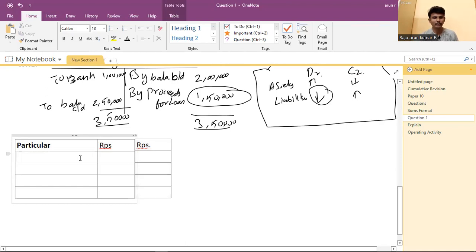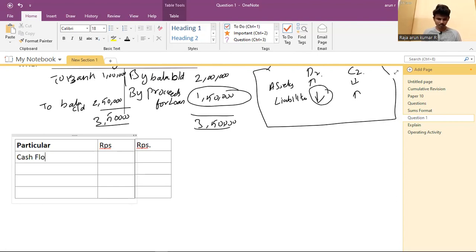Okay, here come to the format: cash flow from financing activity. I put it shortly, you can write it elaborately in your notes. Here what we find out is proceeds from loan.